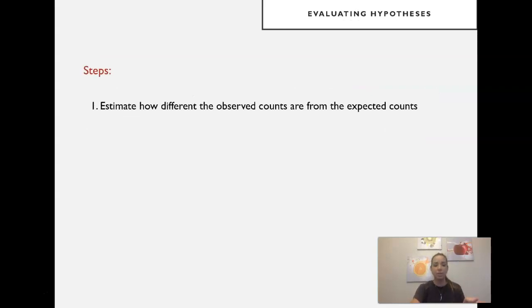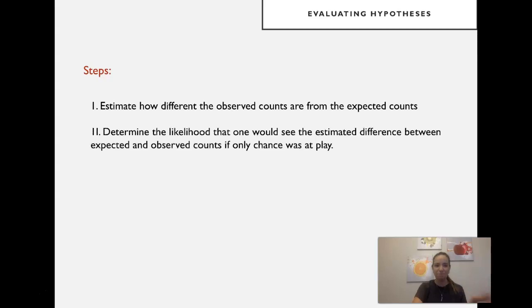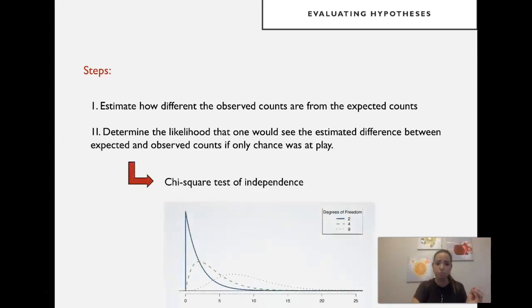How would we evaluate this hypothesis? We estimate how different the observed counts are from the expected counts, considering chance alone, and determine the likelihood that one would see the estimated difference between expected and observed counts if only chance was at play. So these 2 steps seem very similar to what we've done before.